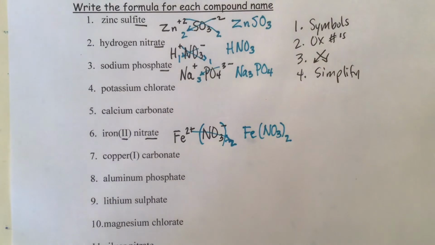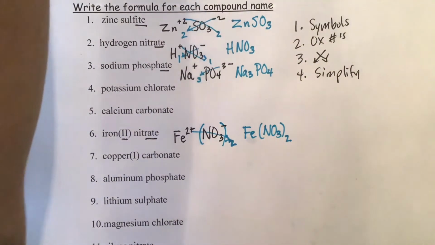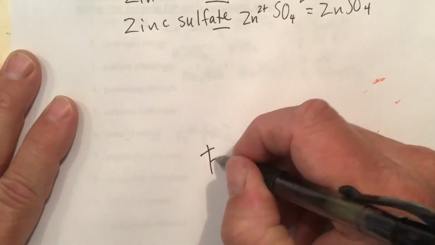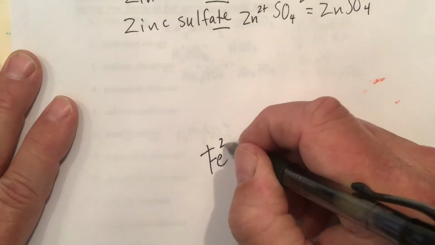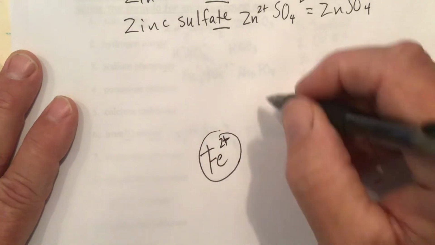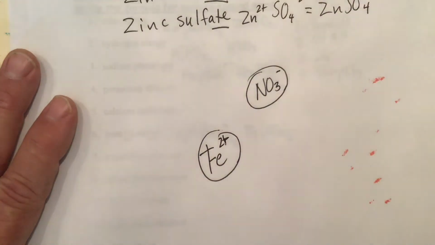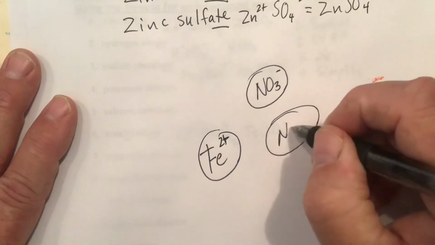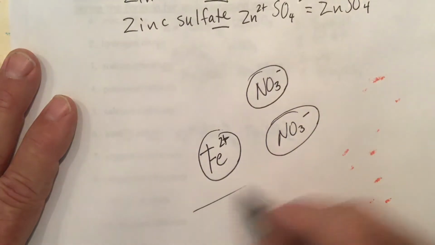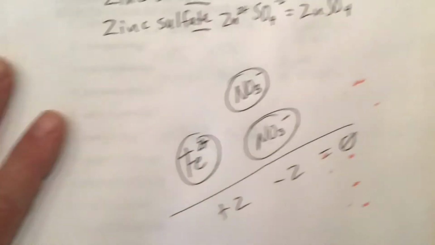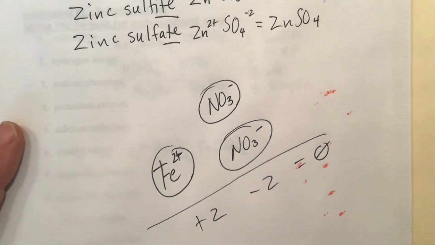And there's a 2 outside the parentheses there. Okay, so if we were able to see ions, we would see that there's an ion for iron 2, and it's right there. And then we'd see a nitrate here with its -1 charge. We would need 2 of those. +2 -2 equals 0. The charges have to balance out. So we need 2 nitrate ions.